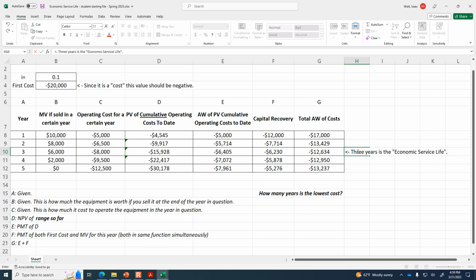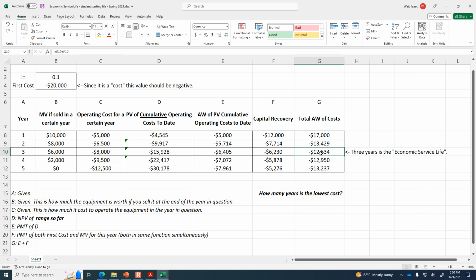Economic service life. The equipment itself could be kept for 5 years, like its physical service life, like it's not worn out after 3 years, but economically its service life is 3 years because if you own it longer than that, then it's more expensive. It's better to sell it while it still has some salvage value, and it's better to avoid these increasing operating costs. So if you sell it in 3 years, what's the advantage of that? It still has a little bit of value, and you're avoiding these increasing operating costs.